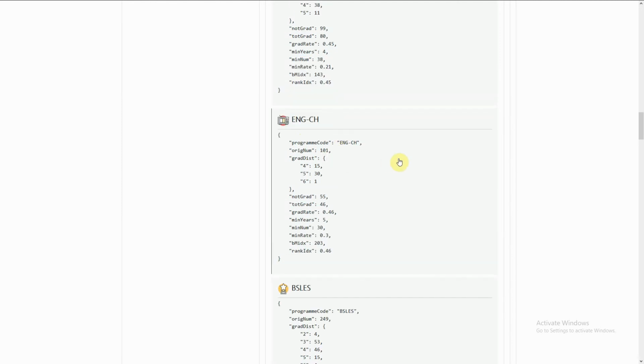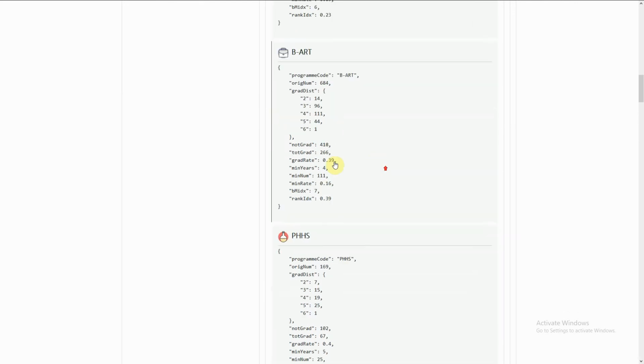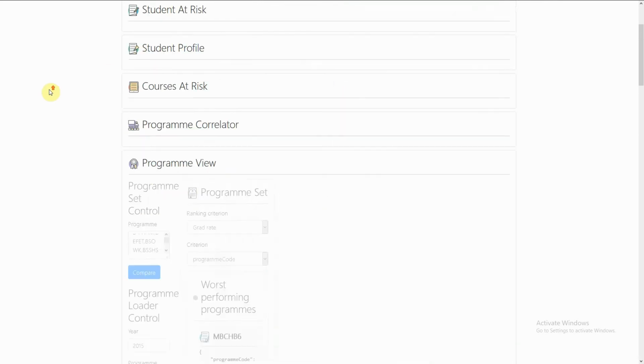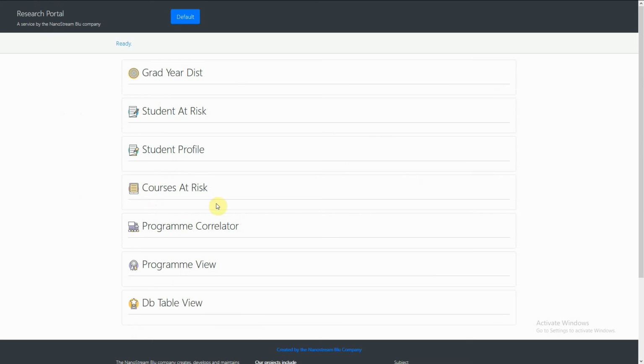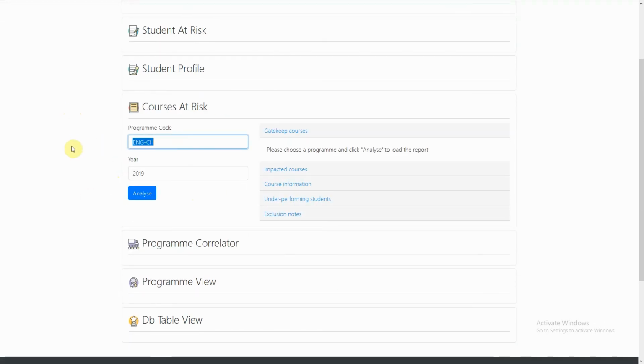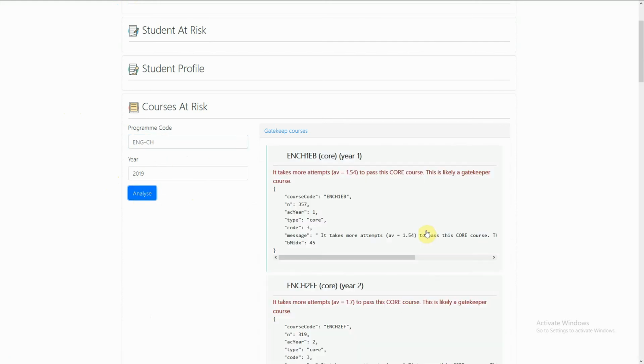So we would like to, number one, identify such academic programs, and number two, we would like to unpack what's going on inside these academic programs. So to do that, we go over here, so we'd like a view of the coursework in that academic program. So we've inserted the academic program here, and we click Analyze. And so the system has determined for us a list of so-called gatekeeper courses.